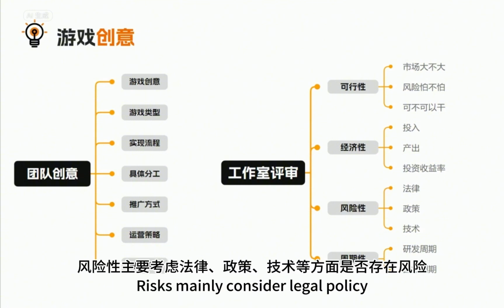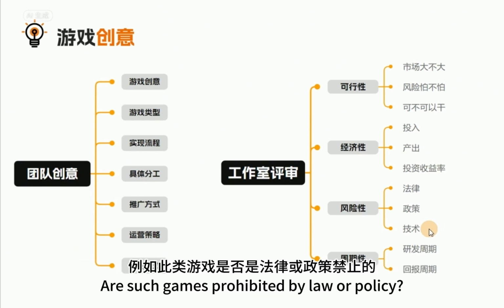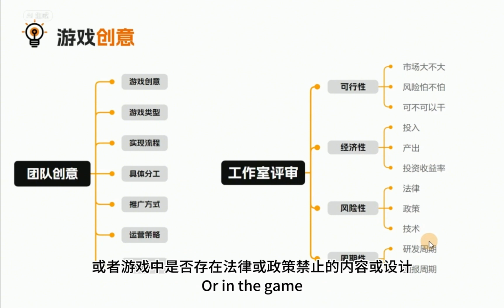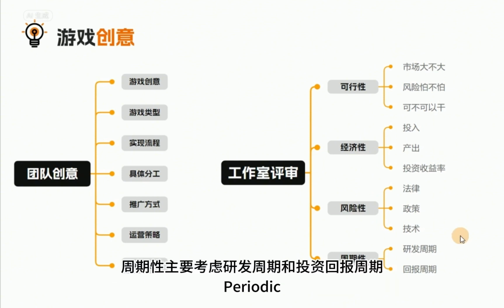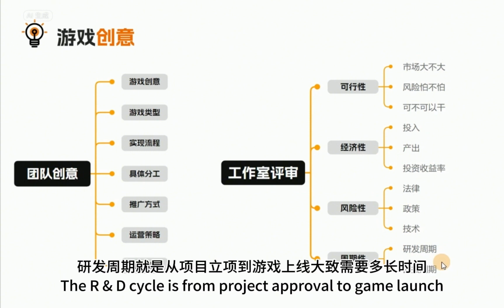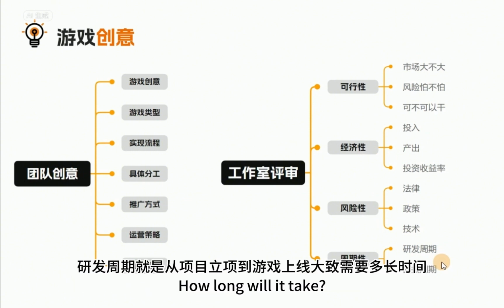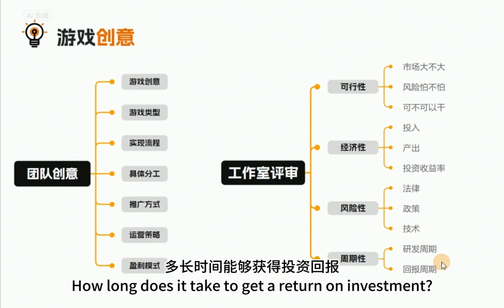Risks mainly consider legal policy. Is there any risk in terms of technology? For example, are such games prohibited by law or policy? Or in the game, are there copyright disputes, technical capability issues, etc.? Cycle mainly considers the R&D cycle and the return on investment cycle. The R&D cycle is from project approval to game launch. How long will it take? How long is the iterative update cycle for each version? How long does it take to get a return on investment?